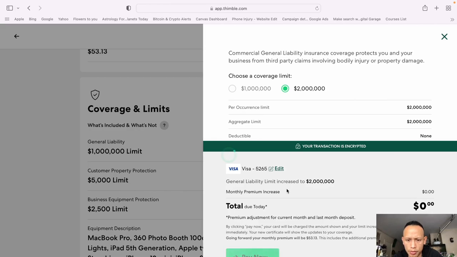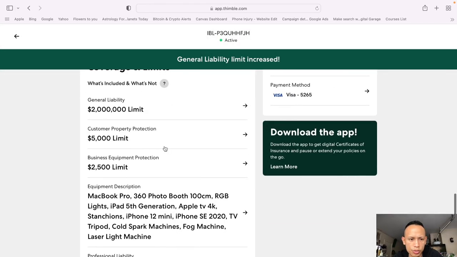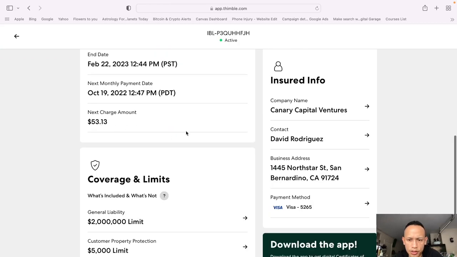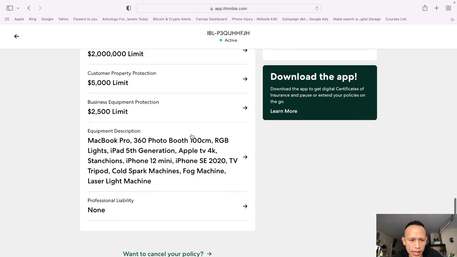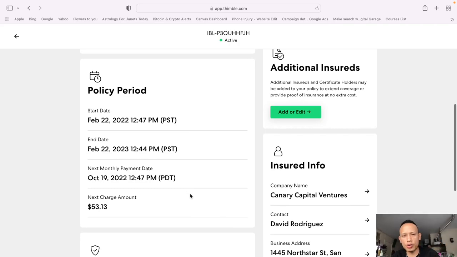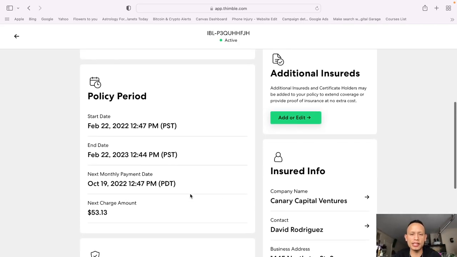So that's really, really cool. I'm gonna pay now. So now I got a 2 million general liability. $53.13 is what I'm gonna be paying monthly, guys. And here's the equipment that I've added right over here. This is Thimble Insurance. I recommend you guys get insurance for your 360 booth business.